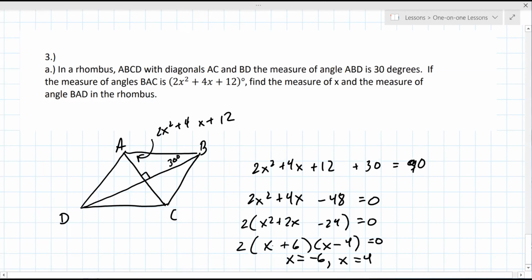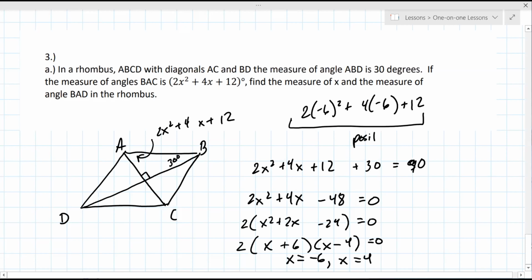You might be concerned about how that works. Well, it's 2 times -6 squared plus 4 times -6 plus 12. It's not that this individual piece can't be negative, this individual piece could be negative, but the whole thing is going to be positive. Oh, right. And you already know it's going to be 60. So great. Now we can label some other angles in this thing.